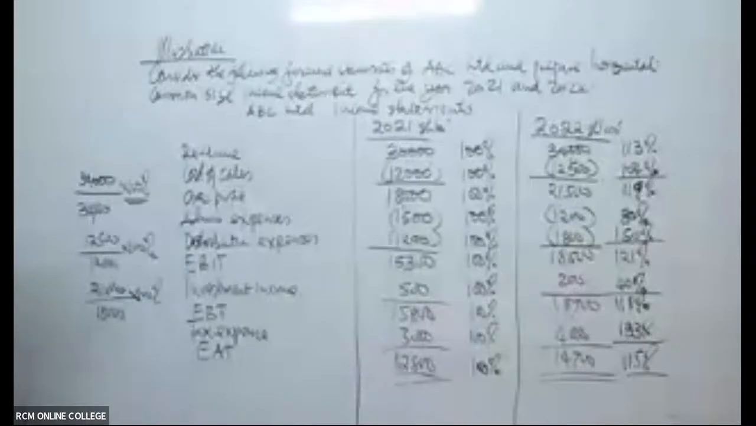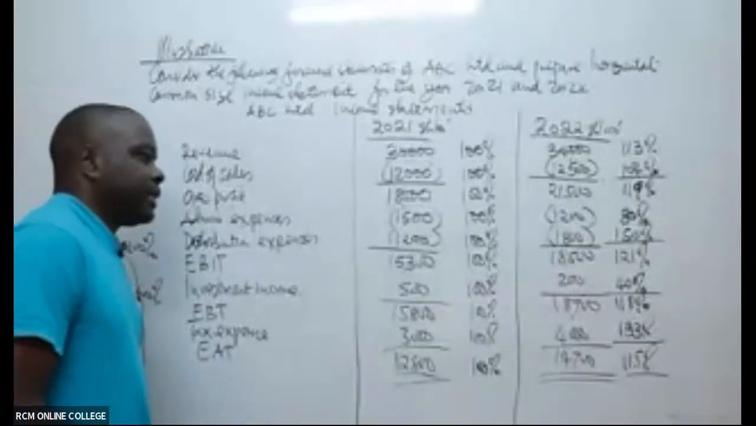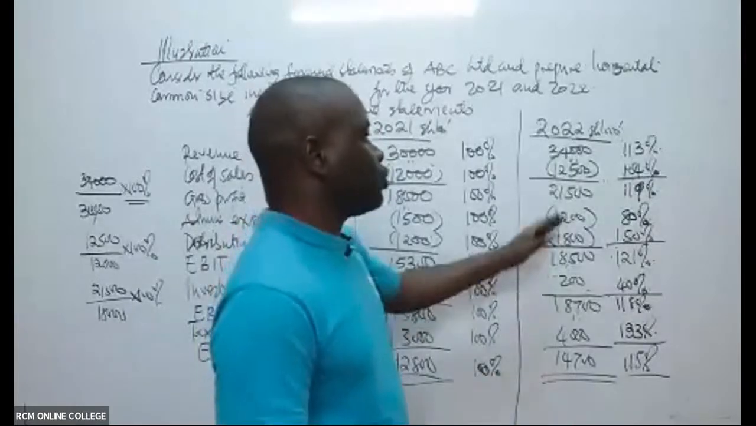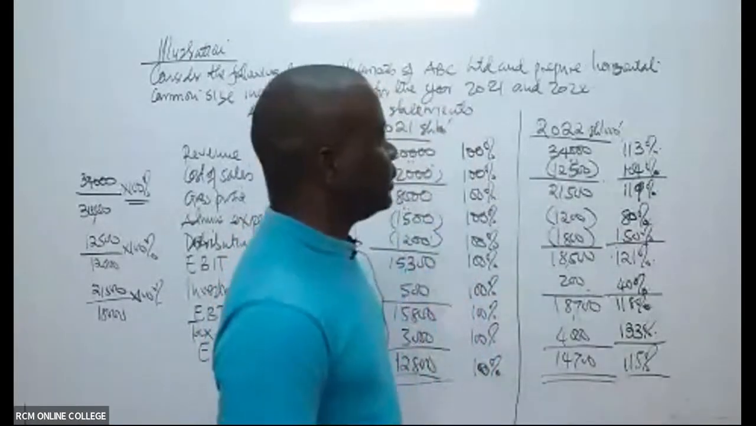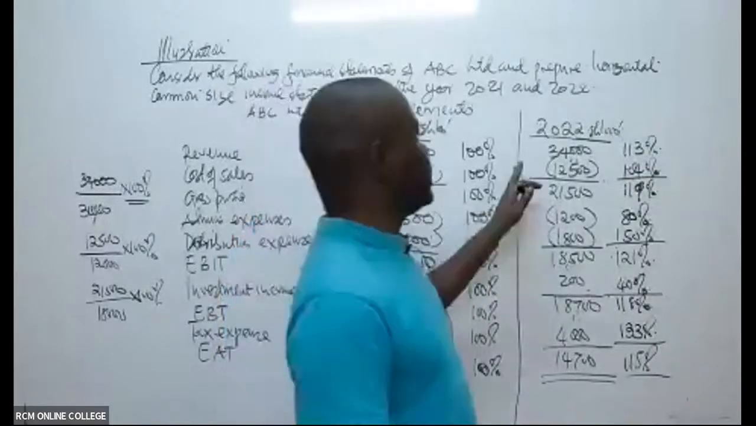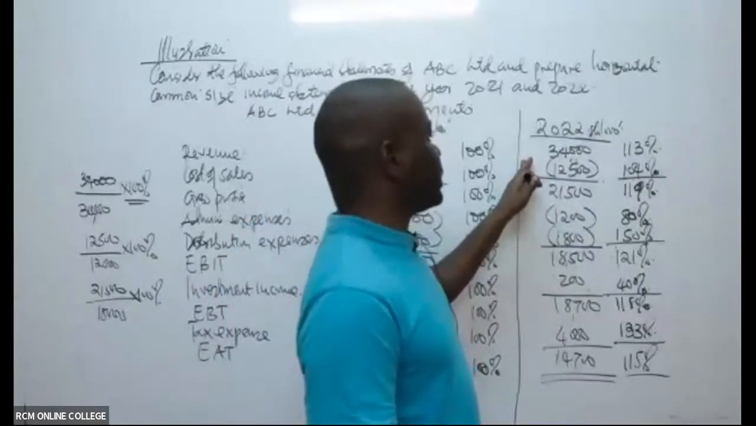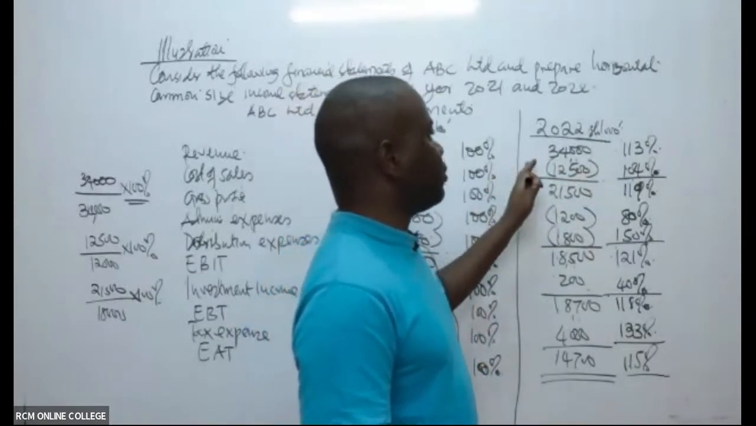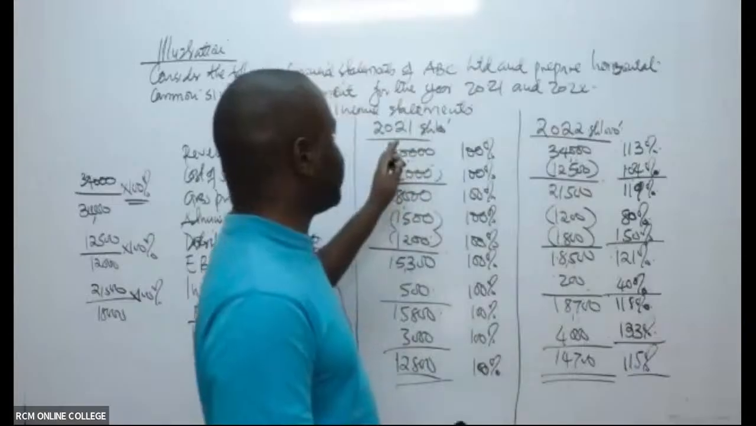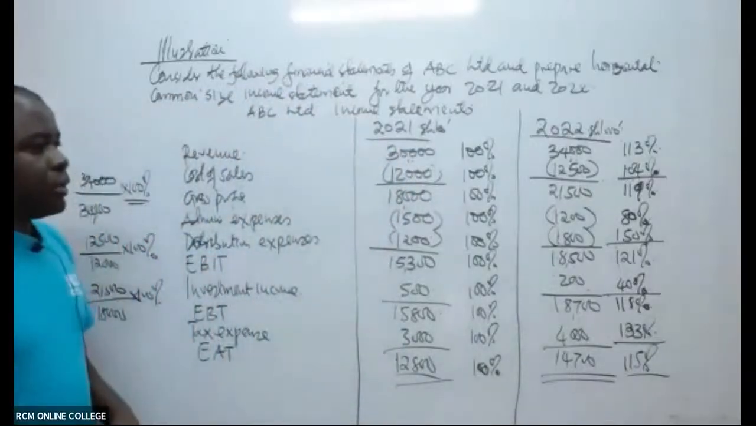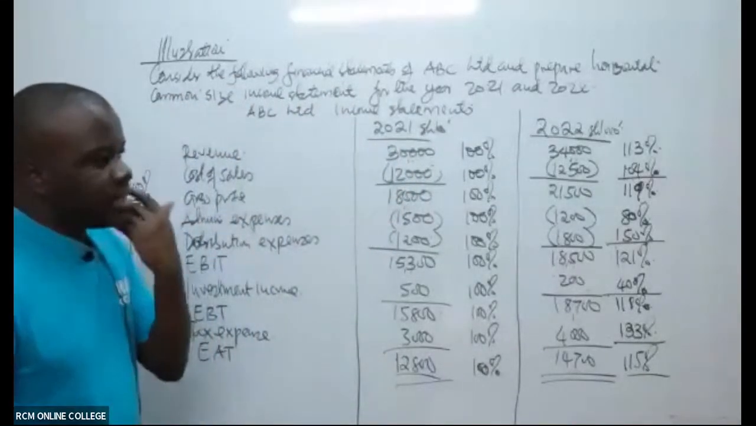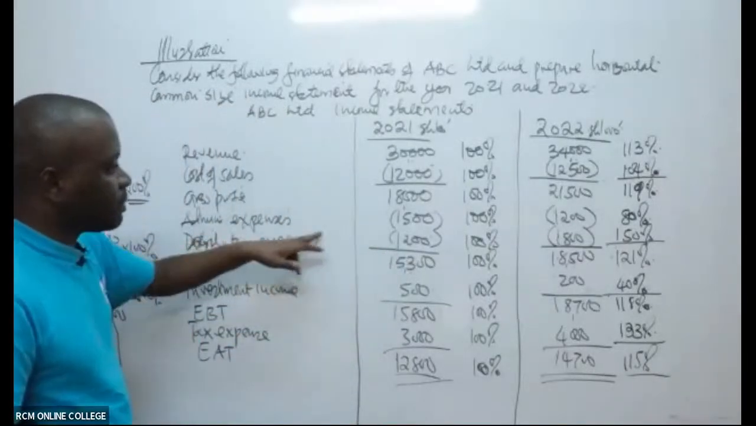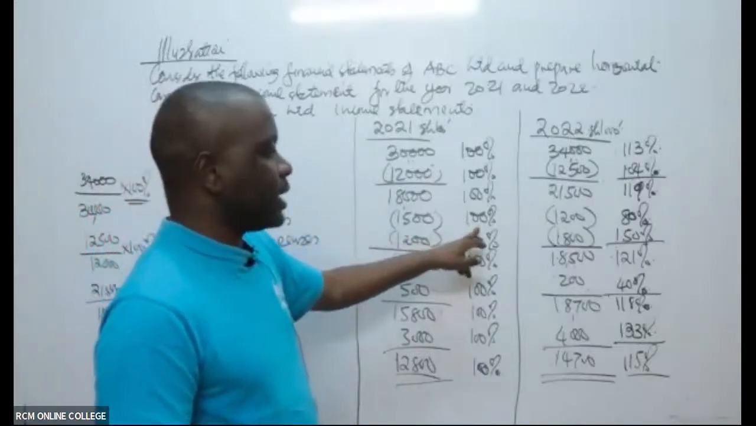So in this case, you would have been able to use 2021 as the base year. So you made it to be 100%. Then you compare with 2022. So you can see there was an excess of 13% in terms of revenue for the year 2022 compared with 2021. So you can see a trend. For example, in terms of admin expenses, there was a decline of 20% to 80%.